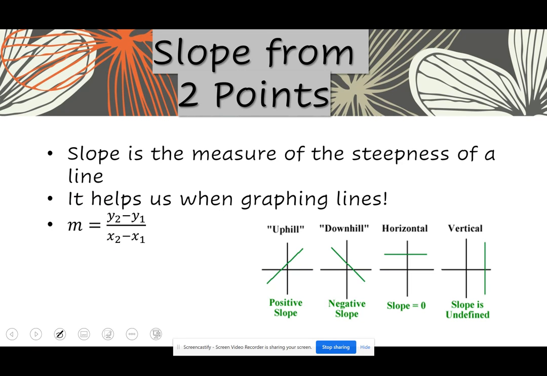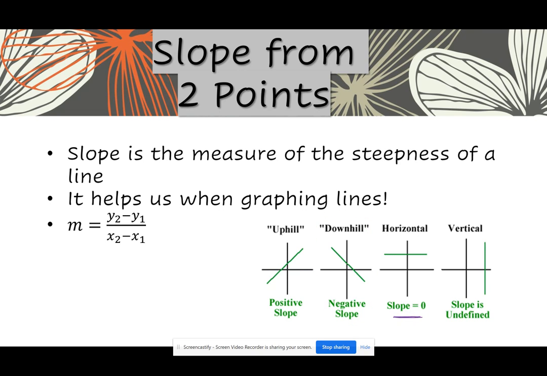Just to start off, slope measures the steepness of a line. This is really going to help us when we're graphing lines. You can have a positive slope, which right here it shows it's like going uphill. It's rising from left to right. A negative slope is like going downhill. It's decreasing from left to right.